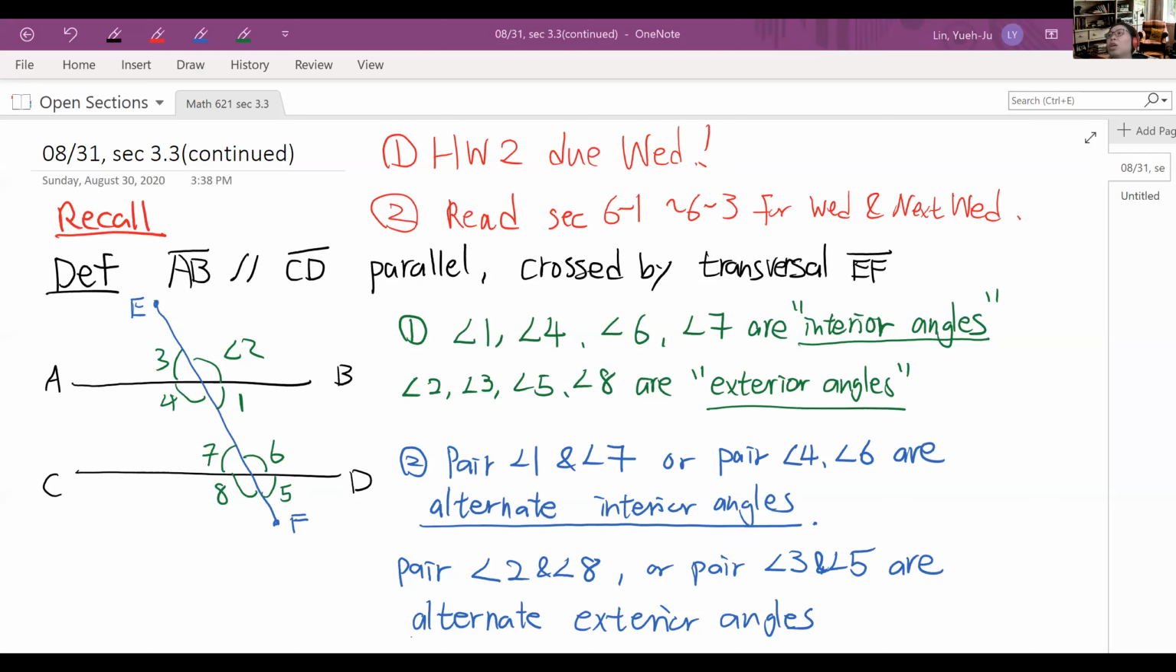Okay, so first of all, there are a few things I want to address that I noticed when I graded homework 1, for example.